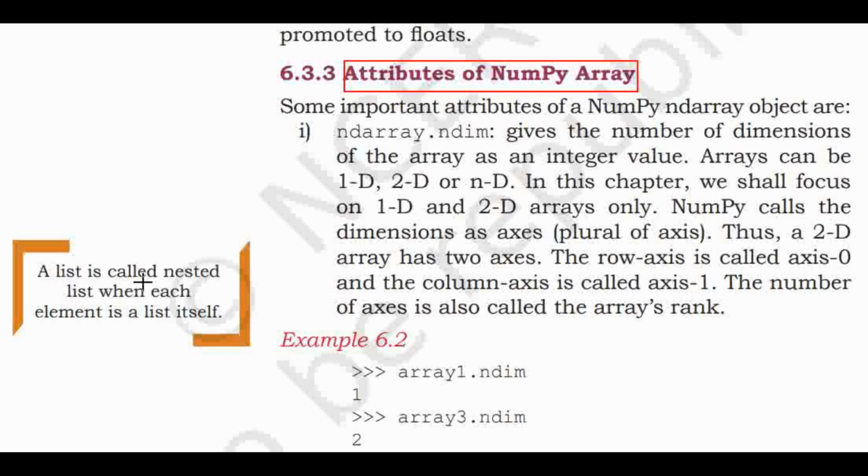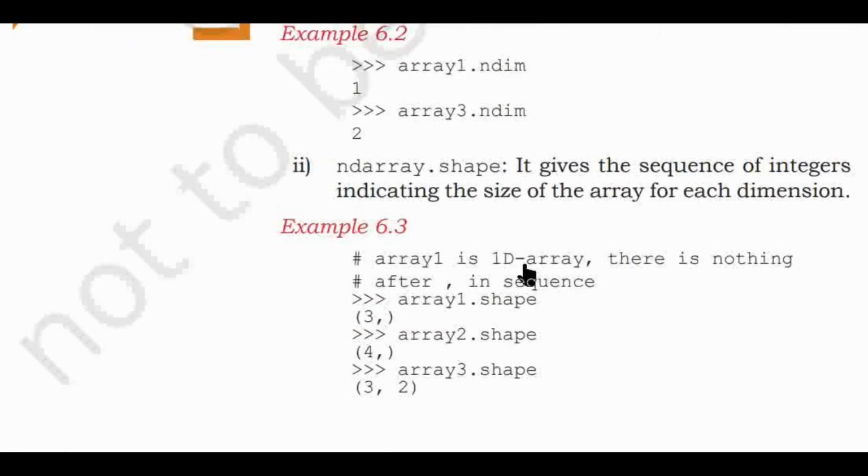A list is called a nested list when each element is a list itself. Example 6.2. Let's start. array1.ndim, output 1. array3.ndim, output is 2.